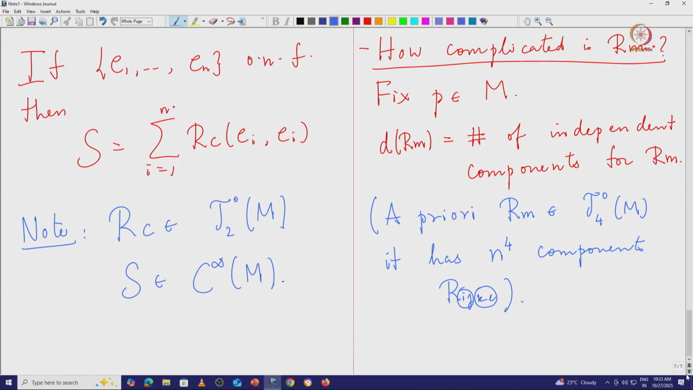Okay, so it turns out if you do this counting, this is a good combinatorics exercise, then it turns out that this number is precisely n squared times n squared minus 1 divided by 12, okay, which of course as you can see is strictly less than n to the 4, okay, is actually much less than n to the 4.